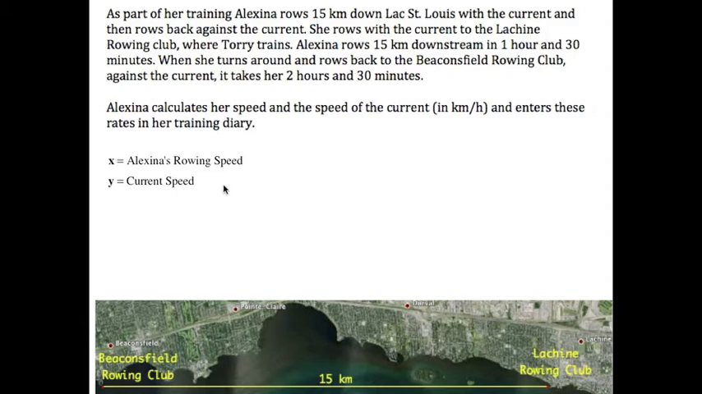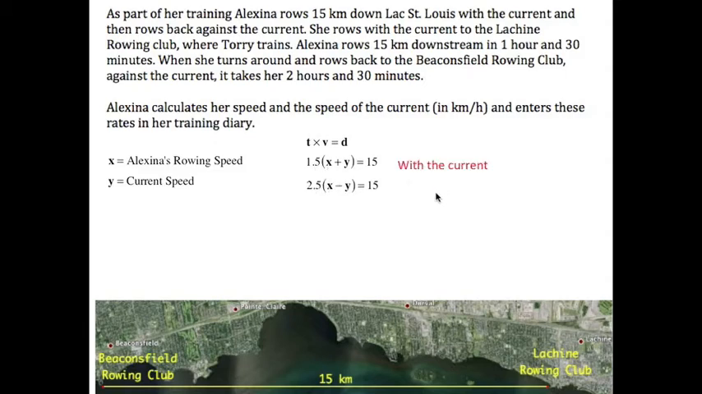We know that velocity times time, or speed times time, is distance. We know the distance is 15 kilometers. So velocity times time, doesn't matter which, is equal to distance. The time it takes for her to get down the stream with the current is an hour and a half, so 1.5 hours, or 90 minutes. So 1.5 times (x plus y), and this is with the current.